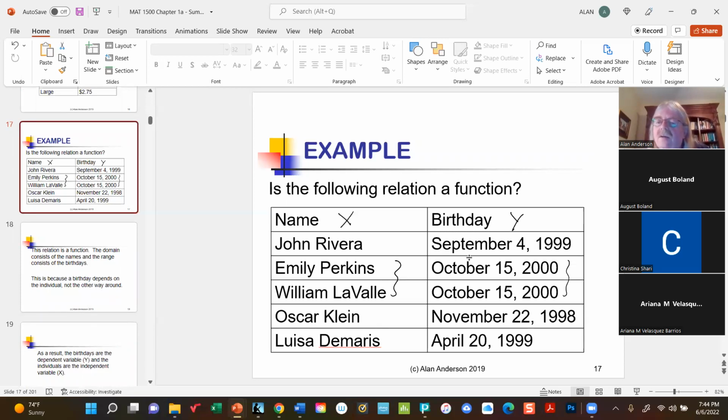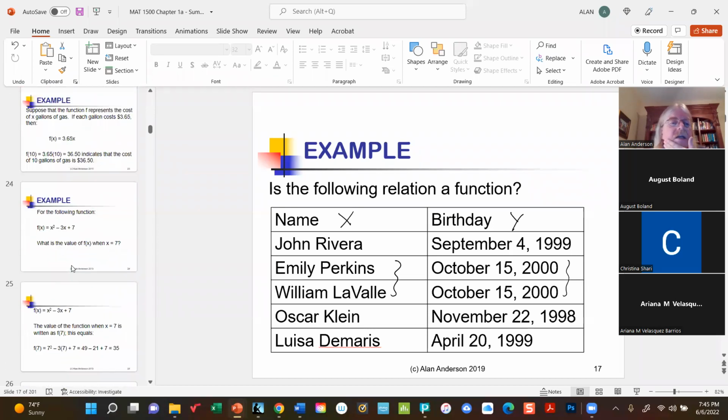Now, here's the thing though. We mentioned before that two people can have the same birthday. So while this is a function, it would not be considered a one-to-one function. That would mean that everybody has a different birthday. If this was a one-to-one function, then everyone has to have a birthday, but they all have to have a different one. So this wouldn't work as a one-to-one function.